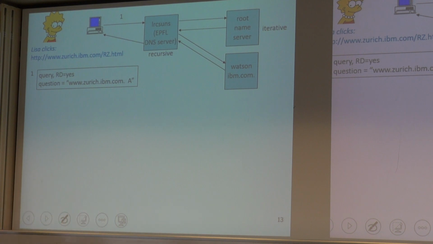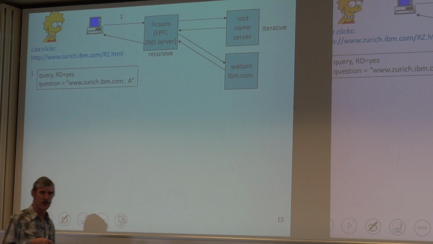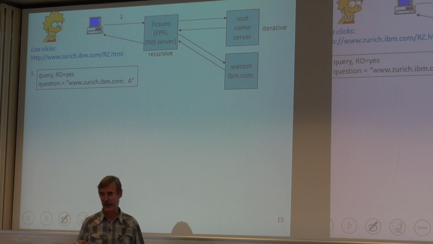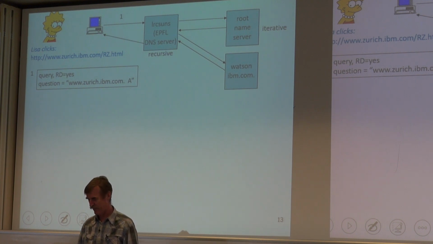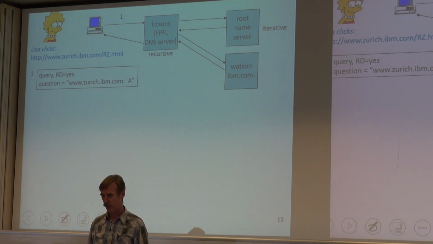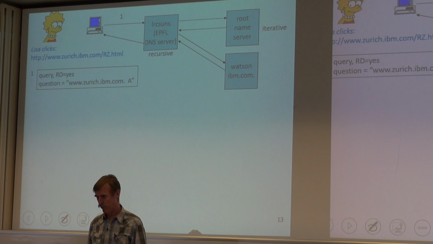Capital A has to do with the list of records that are in the DNS servers. The most important records in the DNS servers are the capital A records. Capital A stands for address. In fact, IPv4 address. But there are also IPv6 address, which are quadruple A, 4 times A, because an IPv6 address is 4 times as big as an IPv4 address. So here, this PC does only IPv4. It asks for an IPv4 address.